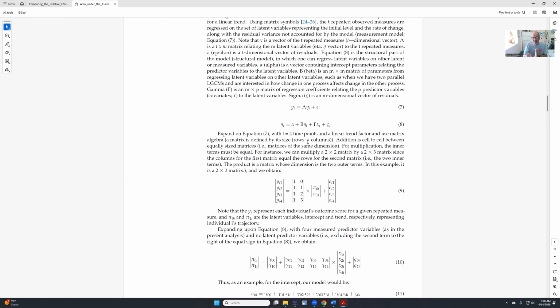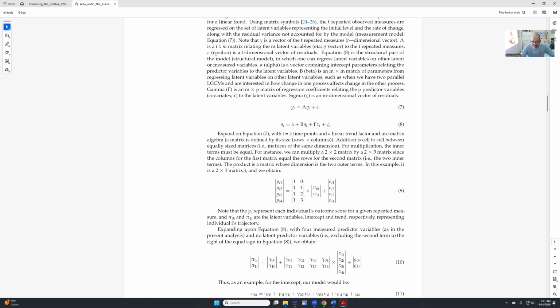One thing that I do when I write is I want to explain everything so clearly so nobody is confused. A matrix is defined by its rows and columns. Addition is cell to cell. We've done that in class. I think I showed you how to add matrices together for equally sized matrices of the same dimension, like 2 by 2, 2 by 2. For multiplication, the inner terms must be equal. And this is what I mean by this. So for instance, this is a 2 by 2 matrix multiplied by a 2 by 3 matrix. The twos are the inner terms.